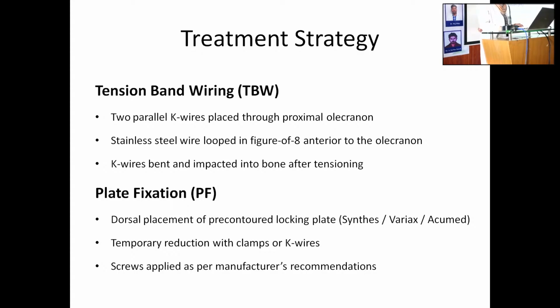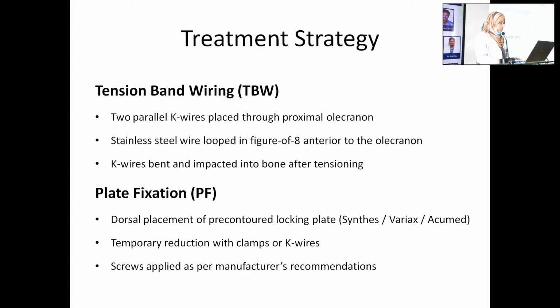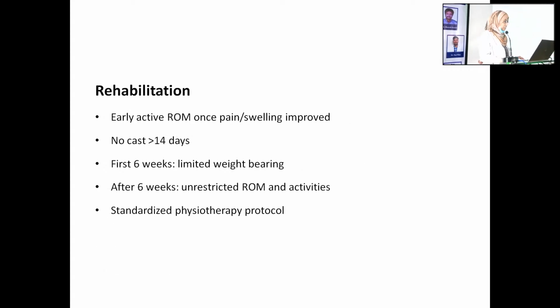Treatment strategy: tension band wiring. They used two parallel K wires placed through. Rehabilitation was started immediately after decrease of pain and swelling. Range of movement started, and cast was removed after 14 days. In the first 6 weeks, limited weight bearing, less than 1 kg, was advised. And after 6 weeks, unrestricted range of movements and activities were advised.